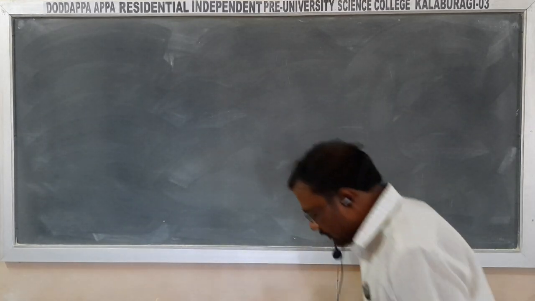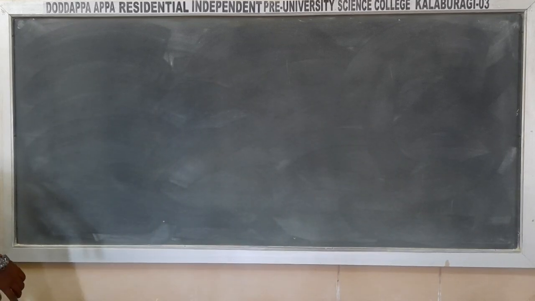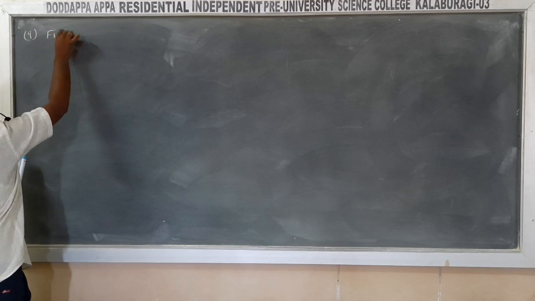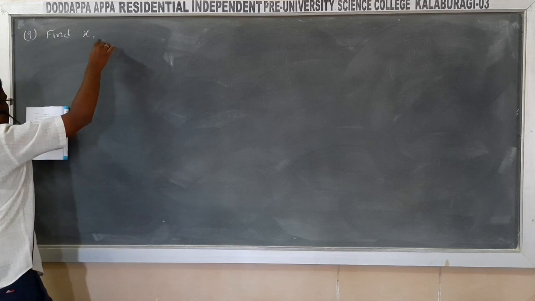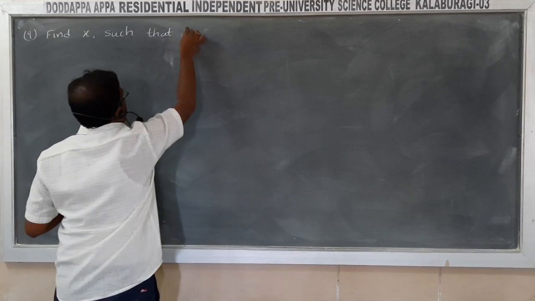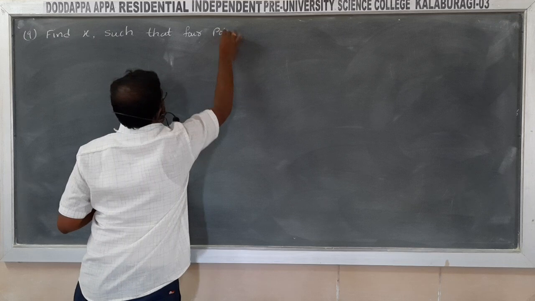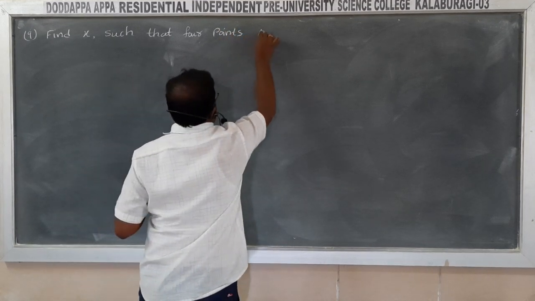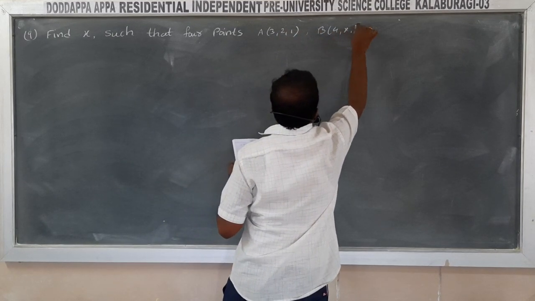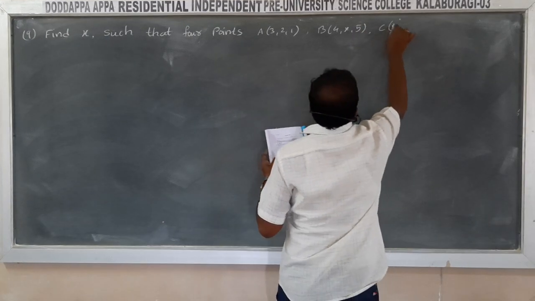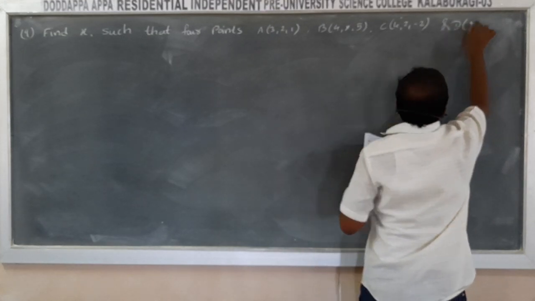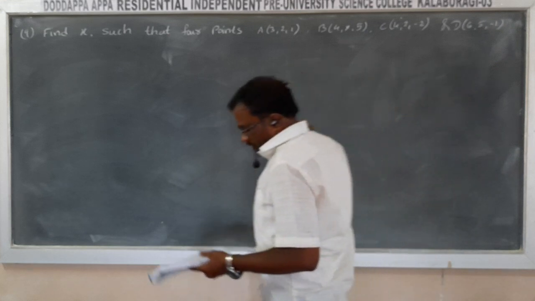Next, we go for another problem. Find x such that 4 points A(3, 2, 1), B(4, x, 5), C(4, 2, -2), and D(6, 5, -1) are coplanar.